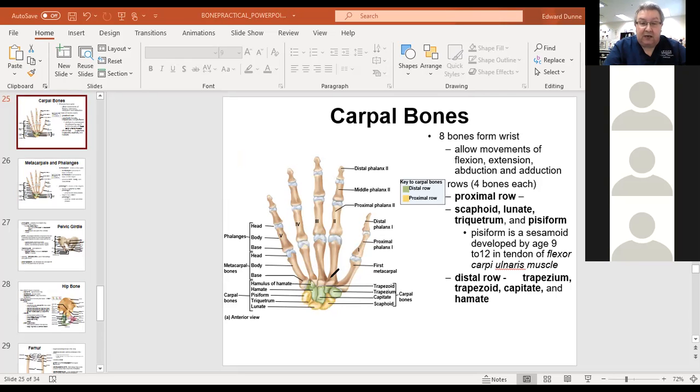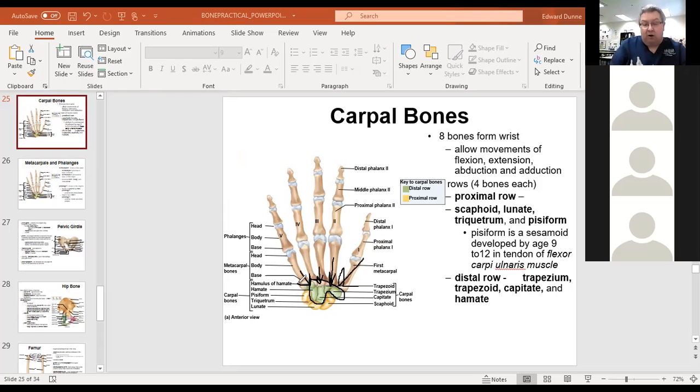The distal set of bones here is in green. It's these bones right here above the proximal bones. Again, the green bones are further away from the body, closer to the fingers. The distal bones is the trapezium right there. The trapezoid, the smaller bone. The capitate, which is the largest of all the carpal bones. And finally, the hamate. So the distal row of carpals that you're going to need to know is the trapezium, the trapezoid, the capitate, and the hamate.